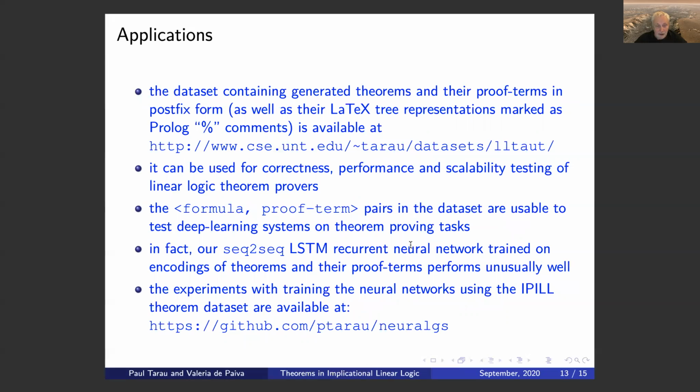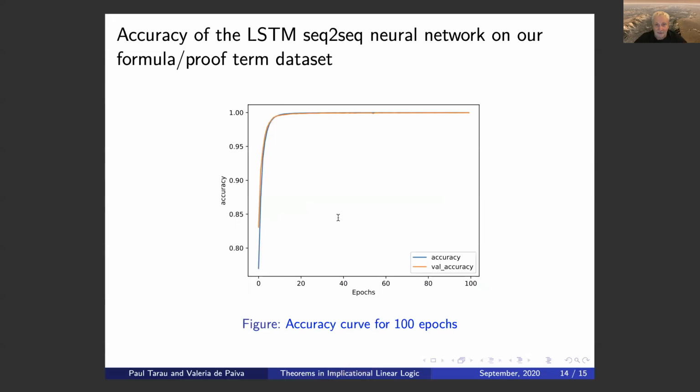So among the applications, of course, is the data set that we have, with the links in the paper and also here. And those formula and proof term pairs are very good for training neural networks. And here is an example of what we get if we train them with an LSTM sequence-to-sequence neural network. We see that the accuracy curve is very good. Actually, we get very quick convergence. And we'll show you more work on that in future papers.